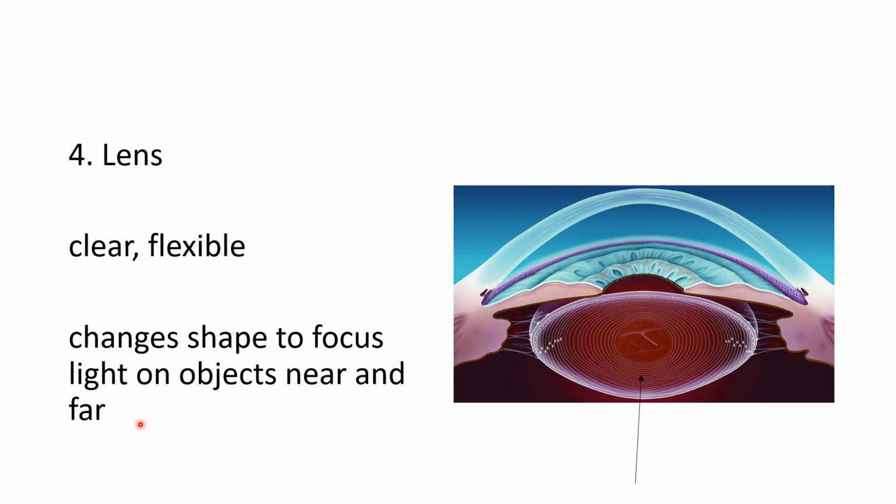You can feel this happening. If you put your hand up close to your face and focus on the palm of your hand and then remove that hand from in front of your eye and focus on something far away, you can feel the change that occurs in the eyeball as those muscles are involuntarily adjusting the shape of the lens so that you can focus on near and far objects.